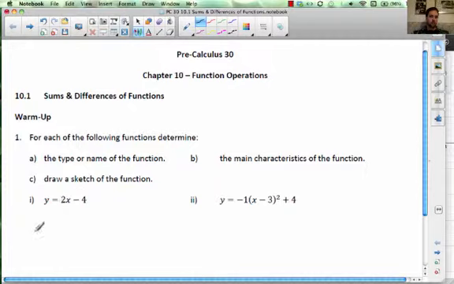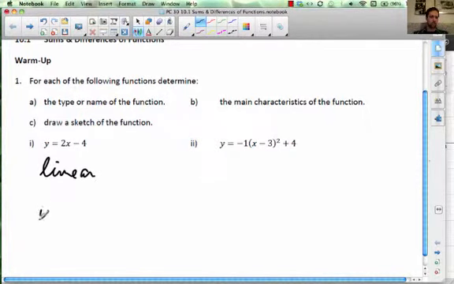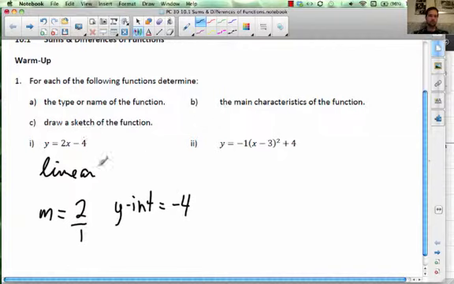This is a linear function, and the main characteristics of this function, well, it has a slope of 2, so 2 over 1 is your rise over run. It has a y-intercept of -4, and I guess if you wanted to talk about the end behavior, it starts in quadrant 3 and goes to quadrant 1. It's a pretty simple linear function.